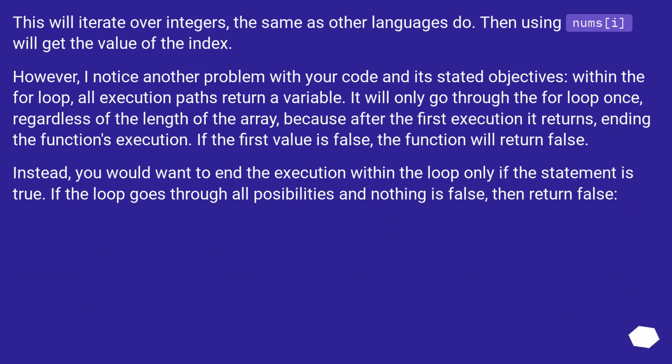However, I notice another problem with your code and its stated objectives. Within the for loop, all execution paths return a value. It will only go through the for loop once, regardless of the length of the array, because after the first execution it returns, ending the function's execution. If the first value is false, the function will return false. Instead, you would want to end the execution within the loop only if the statement is true. If the loop goes through all possibilities and nothing is true, then return false.